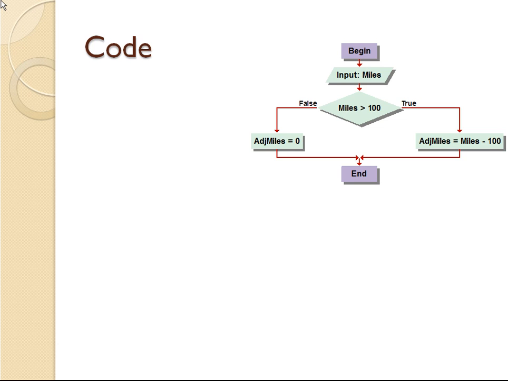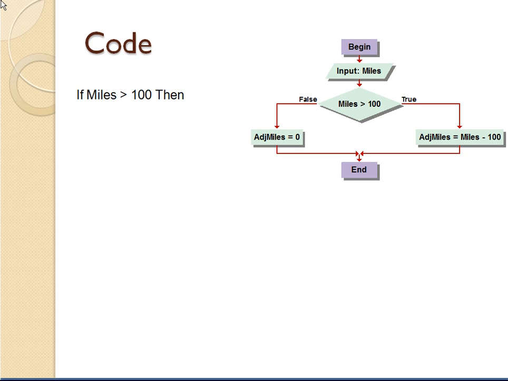Remember there were four. We have an input statement. I will avoid that in the actual code because we don't know what the command for that is. But we will do the selection, the if statement. So this is the flowchart we're going to code. We start with the condition itself.